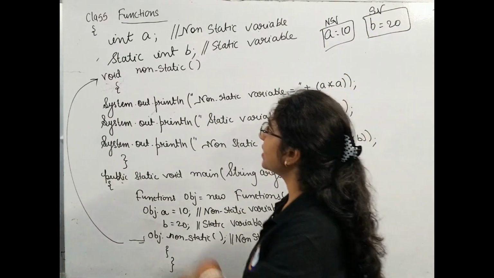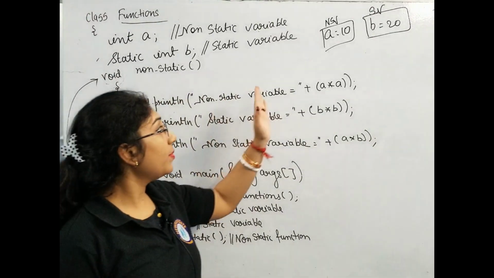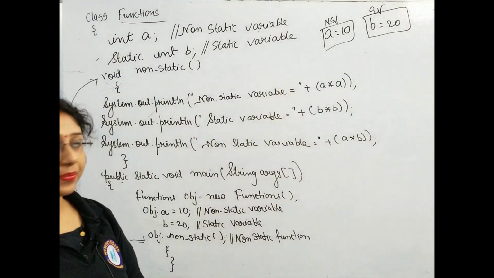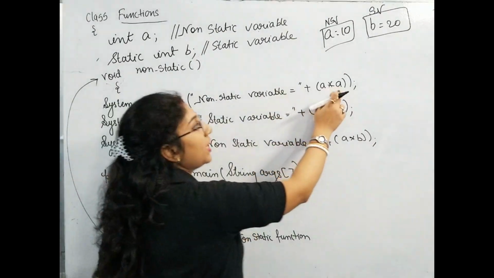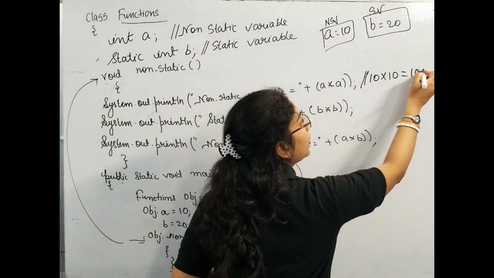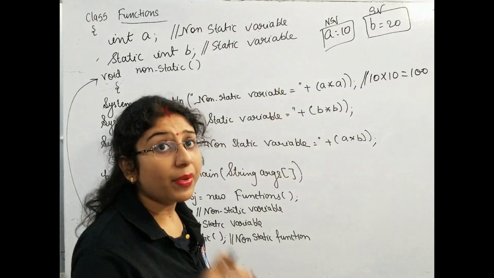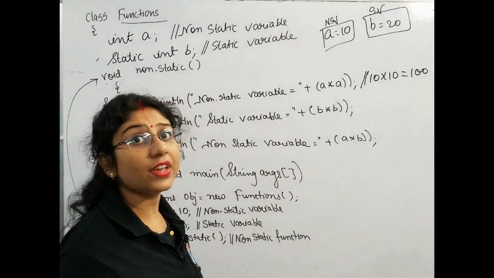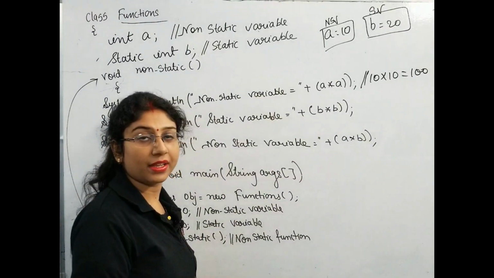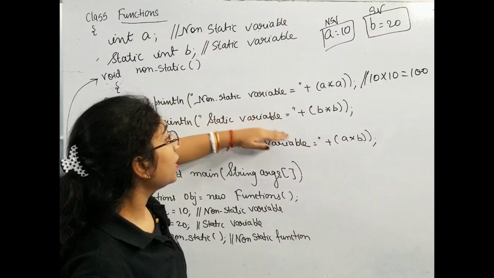Now here what's written is System.out.println, non-static variable equals, and inside the brackets a into a is written. Now a into a means 10 into 10, which is 100. So it will print non-static variable = 100. But the original value of a will not be changed because we are not storing the result inside a. Clear? Next is static variable = b into b.